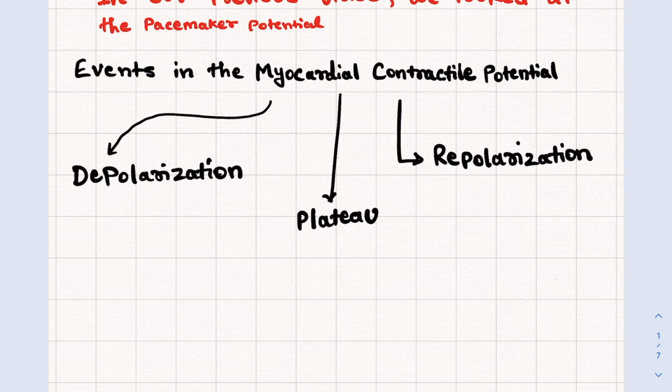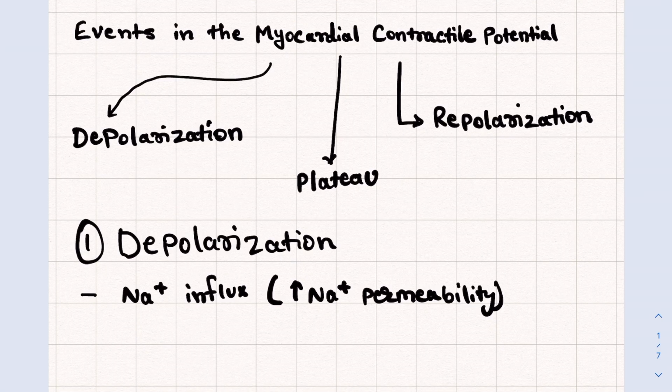So let's take a deep dive into each of the events and what those events entail as per the ion movement. Let's look at the first event, which is depolarization. In depolarization, Na+ influx is seen because of increased Na+ permeability.